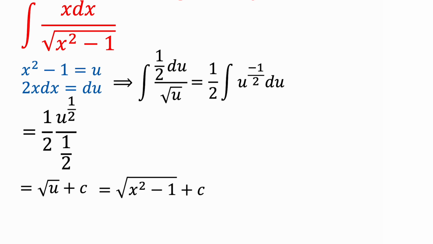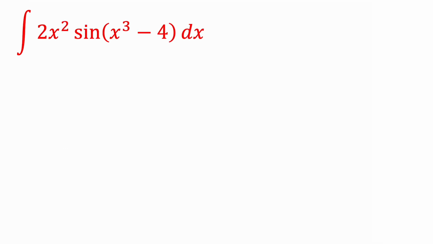All right, let's move on and take a look at the next example now. The integral of 2x squared sine of x cubed minus 4 dx. Again, there's multiplication between these terms. I can't eliminate this multiplication. What am I doing? In 90% of trigonometric integrals, we take the argument as u. Now, what is the argument in this problem? It's x cubed minus 4. I'll take x cubed minus 4 as u.